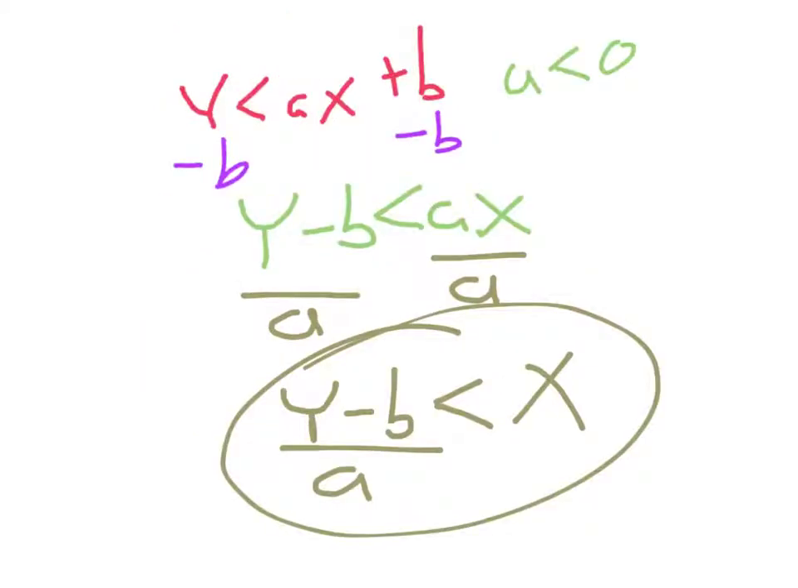So to continue getting x by itself, you have to subtract b from both sides to get rid of b on the left side.